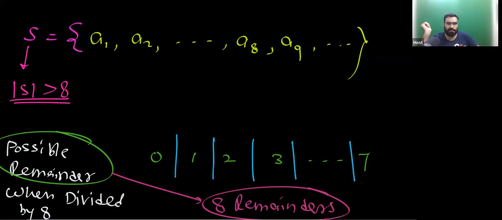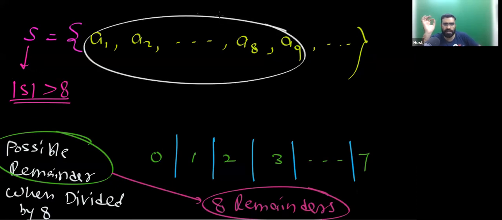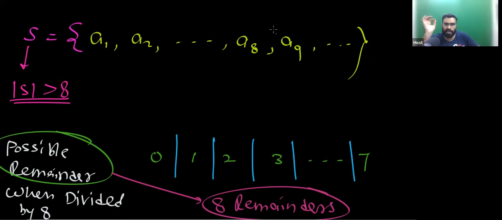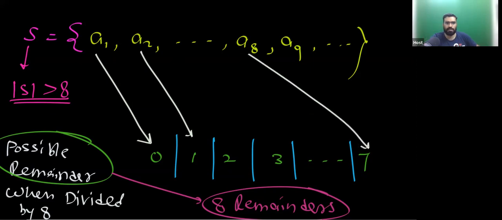Now you tell me, if these are the possible remainders, then I want to make sure that no 2 people have the same remainder when you divide by 8. In this set, there are more than 8 people. I want to make sure that no 2 elements give the same remainder. Then the maximum I can do is this: A1 can give remainder 0, A2 can give remainder 1, and so on. Yes or no? This is what can happen. I hope this point is clear.